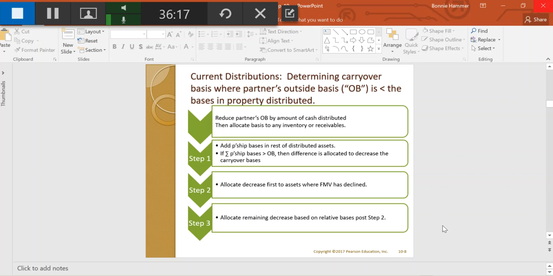First, you would allocate the decrease to assets where the fair market value has declined. So in other words, assets with built-in losses where their fair market value upon distribution is actually less than the basis of that property to the partnership. And then you allocate the remaining decrease based on relative bases after step 2.